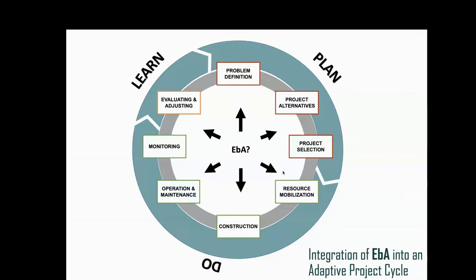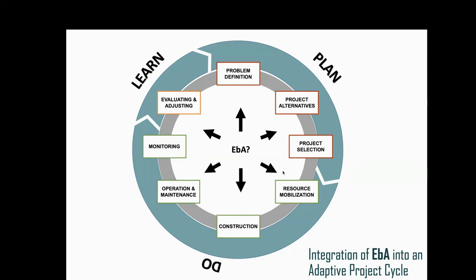So what I have up on the screen right now is an example of a standard project cycle, although we've placed it within an adaptive cycle. So you've got the adaptive plan, do, learn cycle happening around the outside, and then in the inner circle there are the typical stages that most infrastructure project cycles will go through.